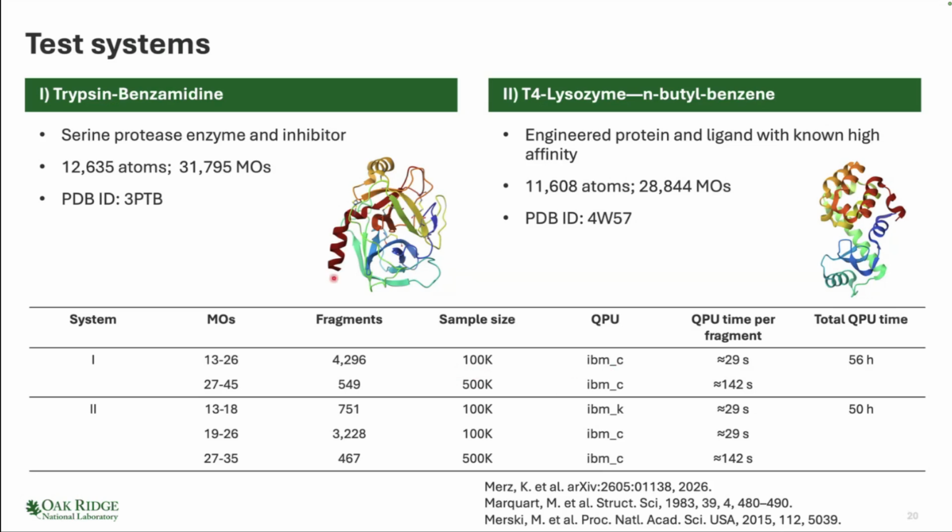The first system was only using the IBM Cleveland processor, while the second system uses both IBM Kobe and IBM Cleveland. The per fragment QPU time is roughly 30 seconds for these smaller fragments and 142 seconds for the larger fragments. So all told, there's about 106 total hours of QPU time required to do the sampling for these systems.